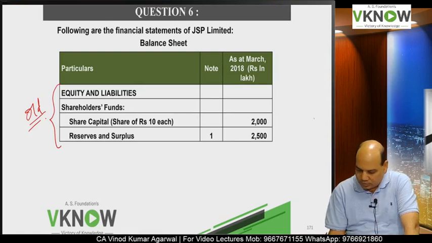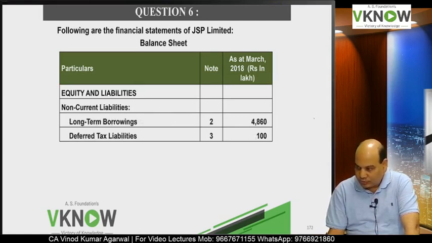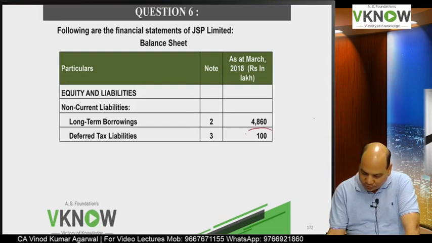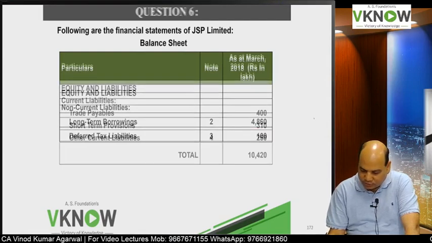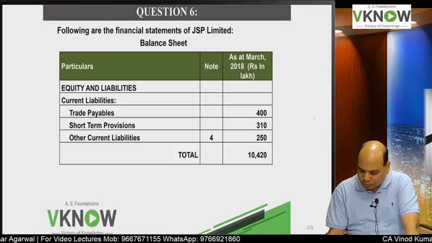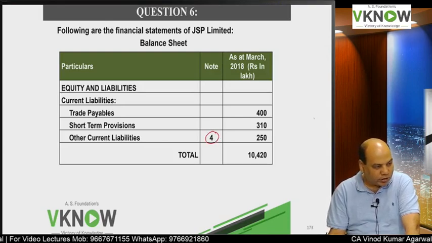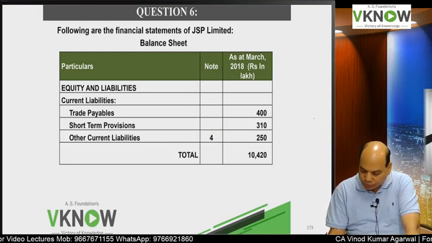then we have non-current liabilities, long-term borrowing, deferred tax liability. See, there is a deferred tax liability appearing on the liability side. Current liabilities: trade payable, short-term provision, other current liability, there is a note. So we'll have to read the notes also.